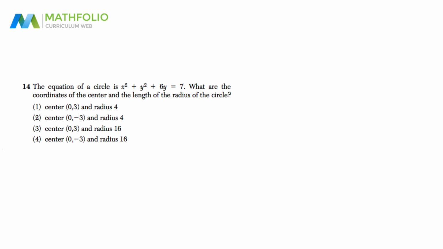Okay, number 14. The equation of a circle is this. What are the coordinates of the center and the length of the radius of the circle? All right, so this is a little tricky because usually we are used to seeing the equation of a circle looking like this. Now here they've given us 7 equals x squared plus y squared plus 6y, and that's it. And there's no x's on their own, just x squared. So if we can find a way to make this look like this, then we'll be able to say, oh, this is the radius and this is the x and the y value of the center. But we've got to try and make this look like that.